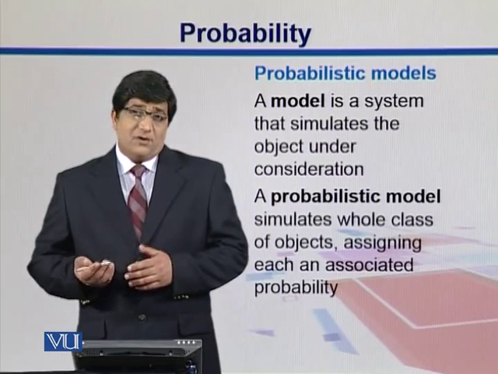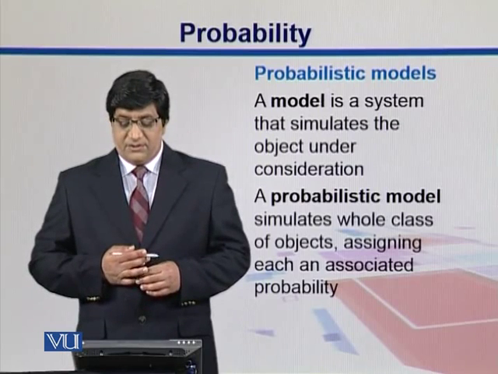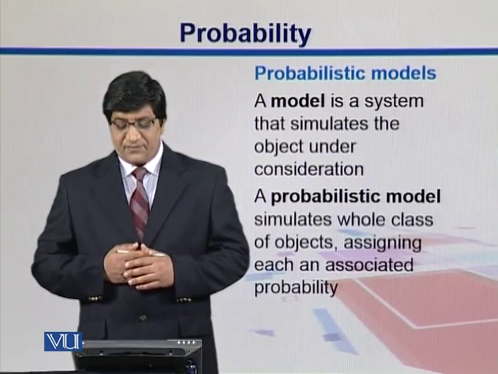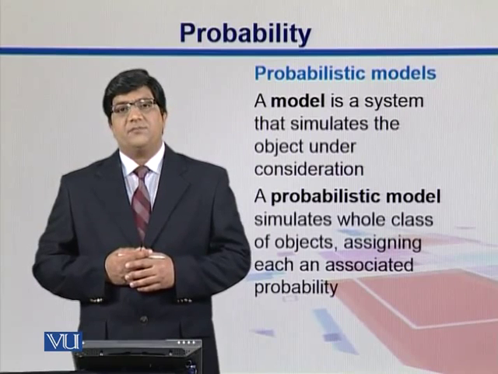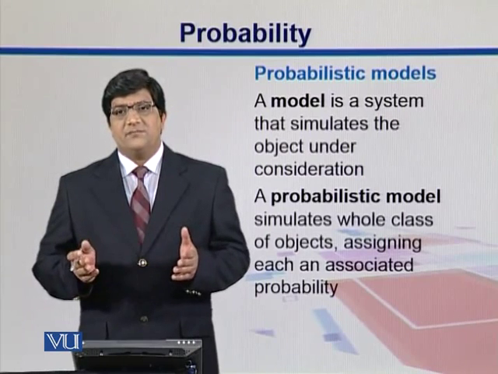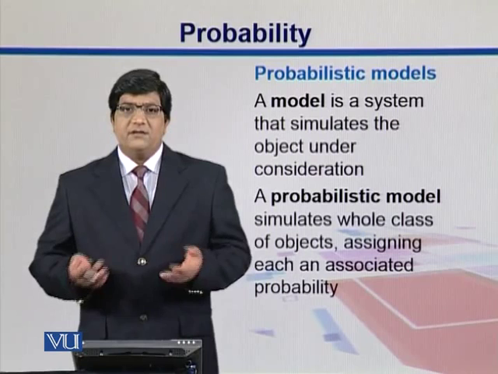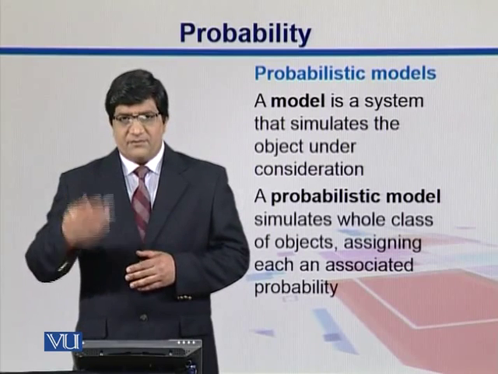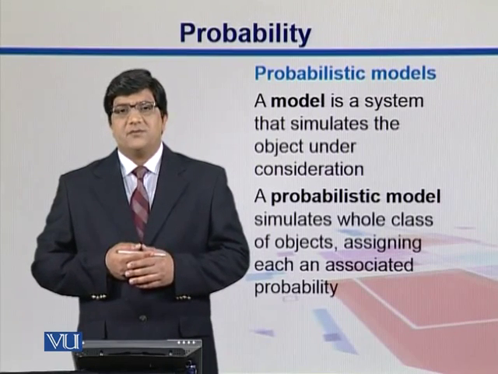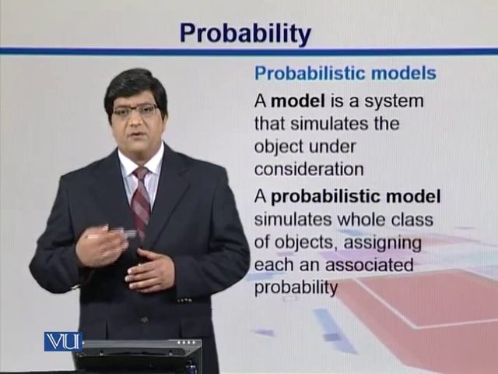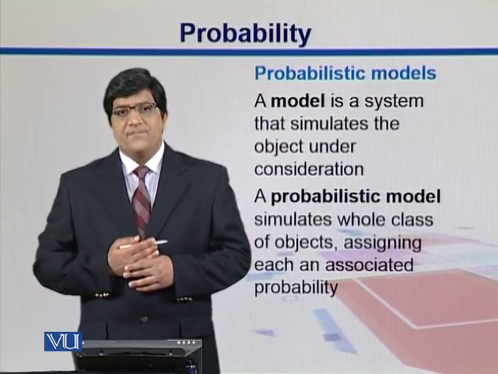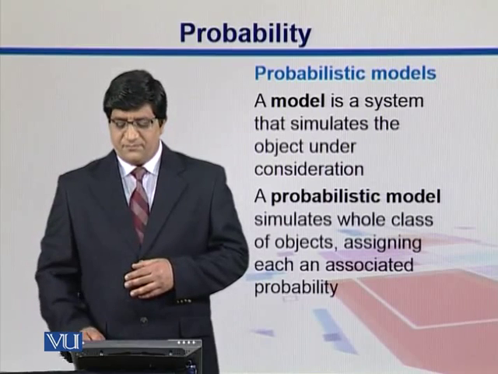Whereas a probabilistic model is the one in which you simulate the class of objects, assigning each an associated probability. So you are modeling something and you are also fitting in the probability of the objects which are present in that model. So in that case, it becomes a probabilistic model. So we'll use probabilistic models in our gene finding situations.